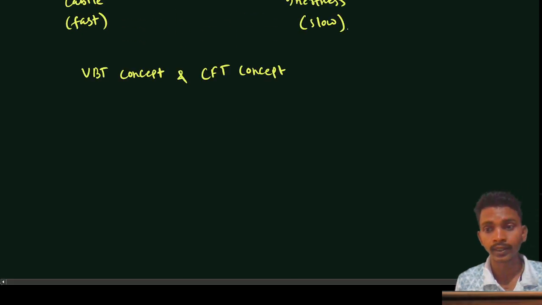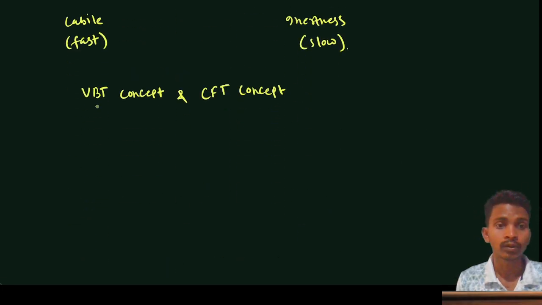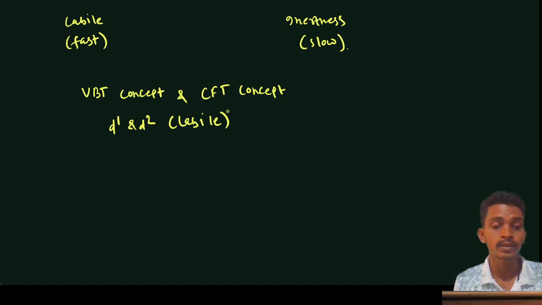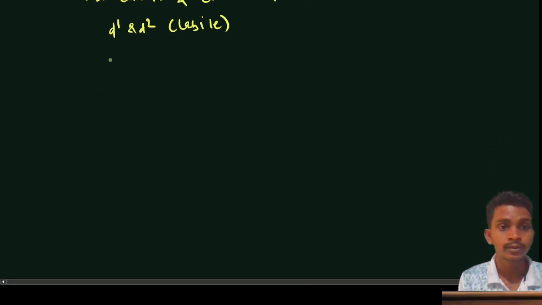Okay, so for the VBT concept, d1 and d2 are labile. Why? Because for the VBT concept, for labiles there has to be low-lying unhybridized orbitals present. For CFT concepts, electrons should enter the eg orbitals. If these two conditions are met, then they are labile.